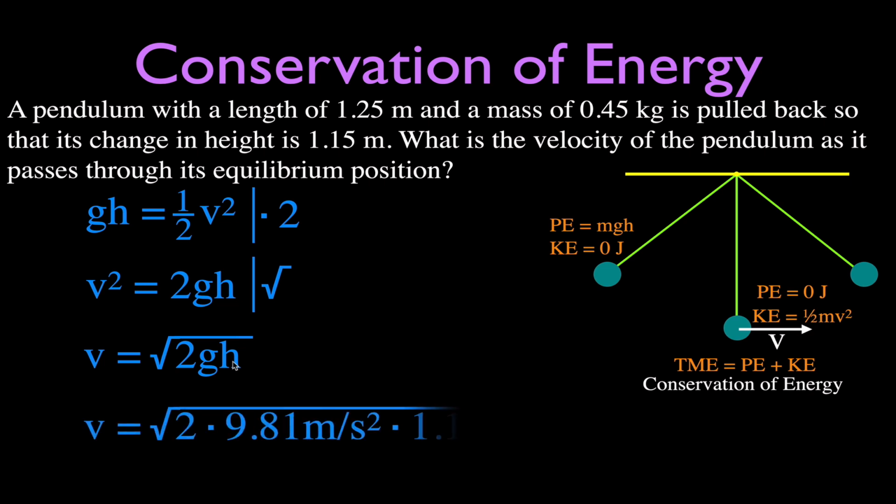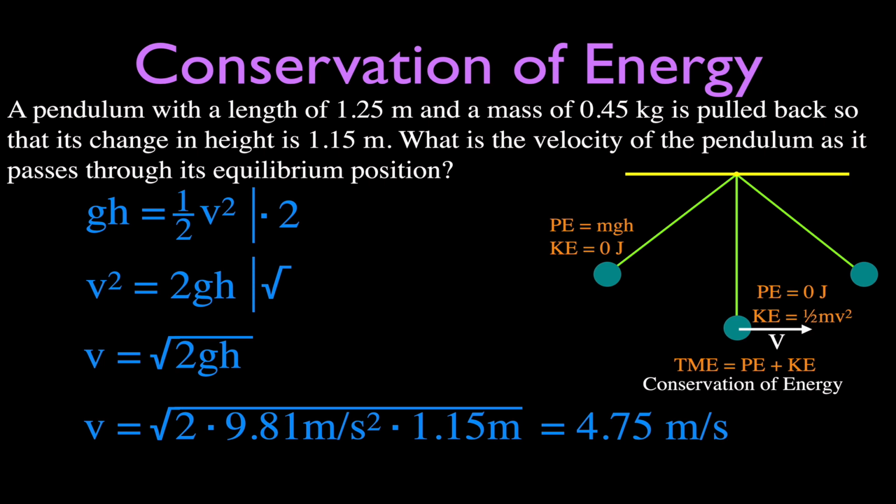So we can plug our values in. We get the square root of 2 times g, we said, is 9.81 meters per second squared. That's the acceleration due to gravity at the surface of the Earth. And we said the change in height is 1.15 meters. And that means that that pendulum, when it swings from that maximum displacement through that change in height to the equilibrium position, is going to have a velocity of 4.75 meters per second. Okay, so there you go.